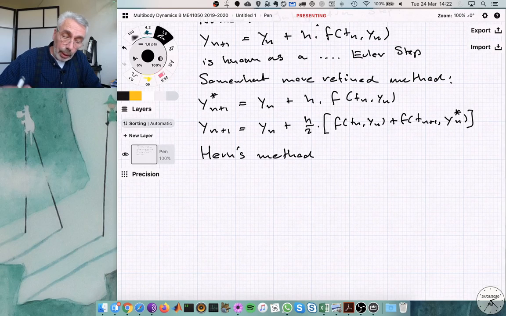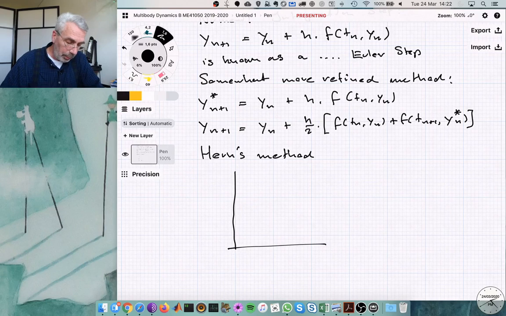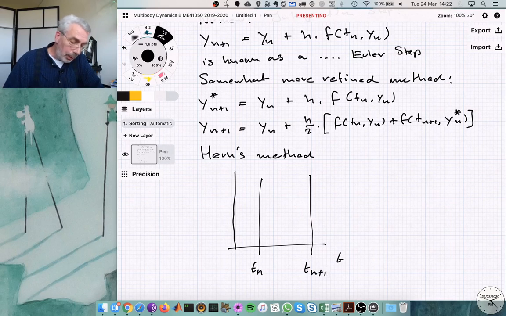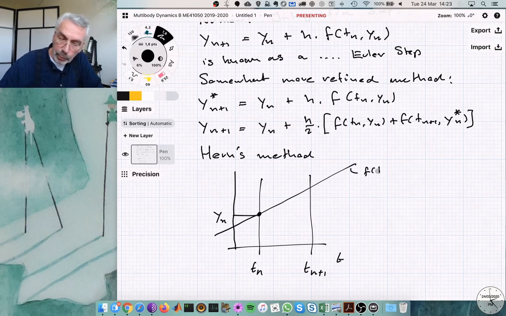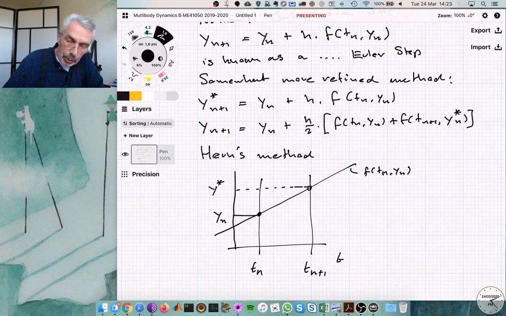Now there is again a graphical interpretation for this. So let's draw it. We have this graph, we have time here. Let's say we have t_n, and here's the next step at t_{n+1}. Now the things we know, of course, are the past and this point. So we know y_n, and of course we know the slope, right? So we have this slope, which is called the function value at t_n and y_n. With that, we make this estimate. So on purpose I draw it like this. So y star n plus 1.